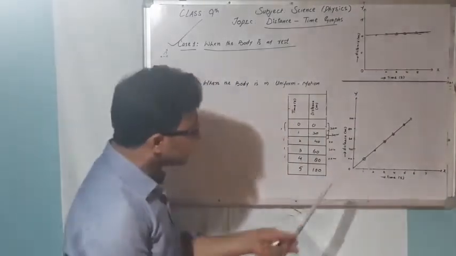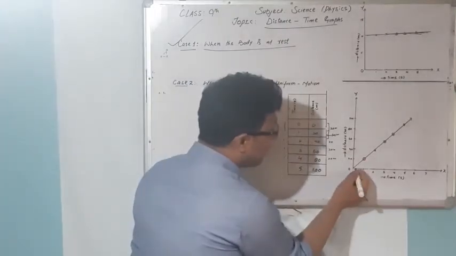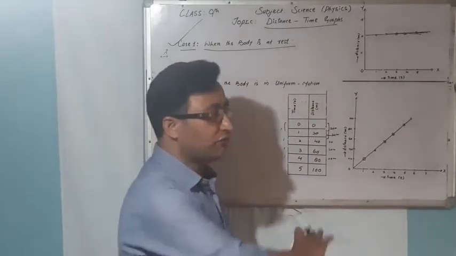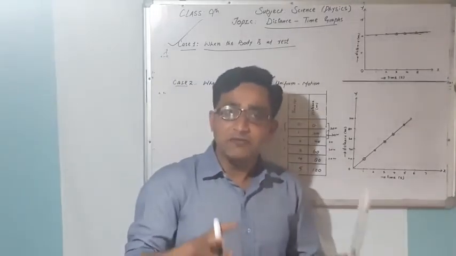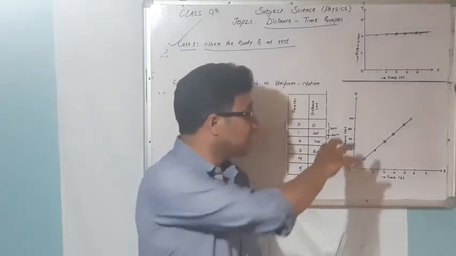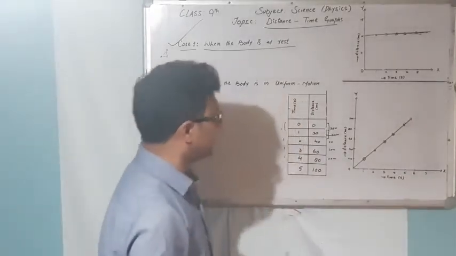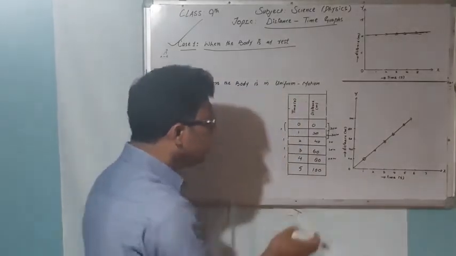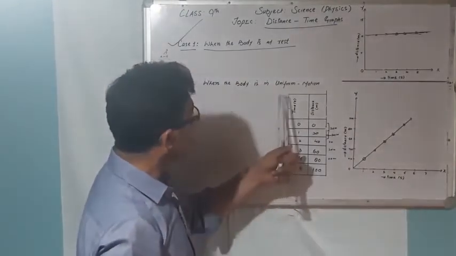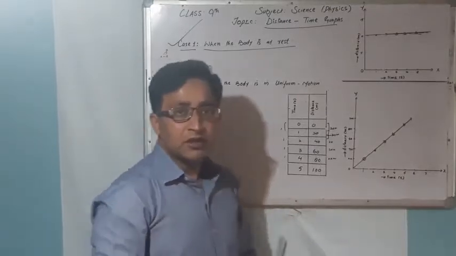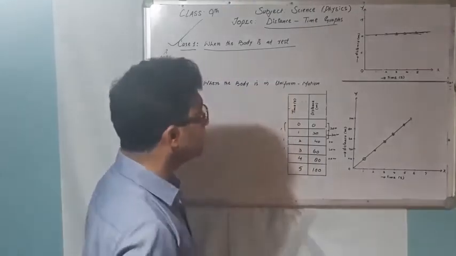Okay, so in this case we will get a straight line which is inclined to the time axis. This is the graph we obtain when the body is having uniform motion. In a distance time graph, we get a straight line inclined to the time axis. Now, from this distance time graph, when a body is moving in uniform motion, we can find out the speed of the body. See how we can calculate the speed of a body in this case.